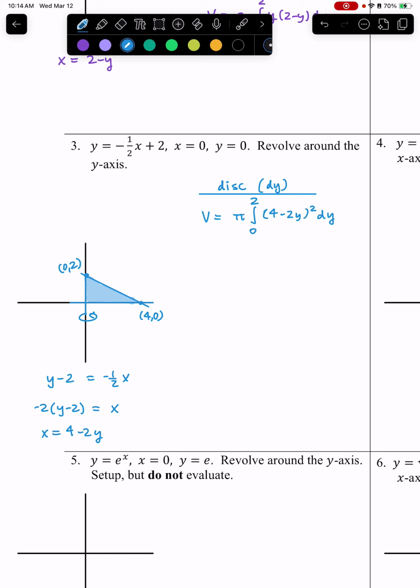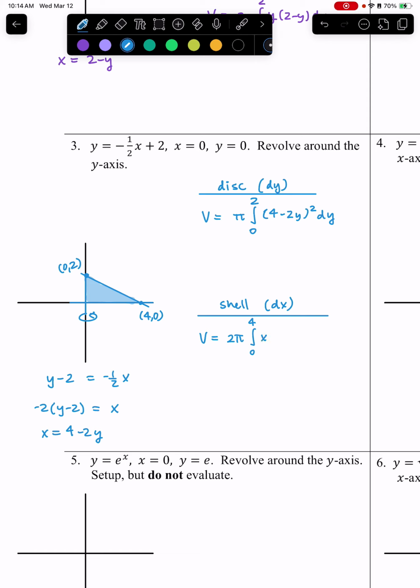Then our shell method would be dx. Our volume is going to be 2 pi r h. 2 pi integral, dx goes from 0 to 4. Our radius is going to be x.